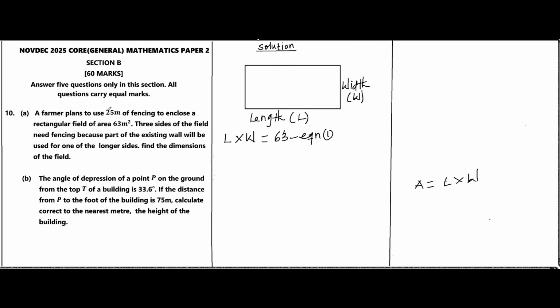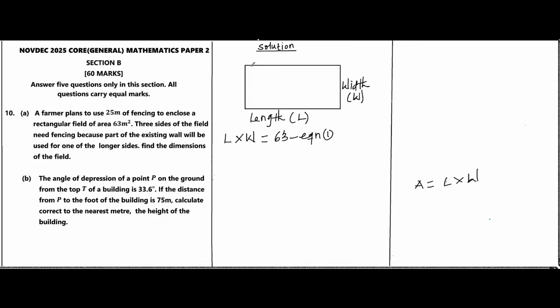Now, this farmer plans to use 25 meters of the fencing material to fence around the rectangular field. But in his case, he is only going to consider three sides. Why is he considering only three sides? Because we are told that part of the existing wall will be used for one of the longest sides. So one of the longest sides has already been occupied by a wall, and that portion will not be fenced.